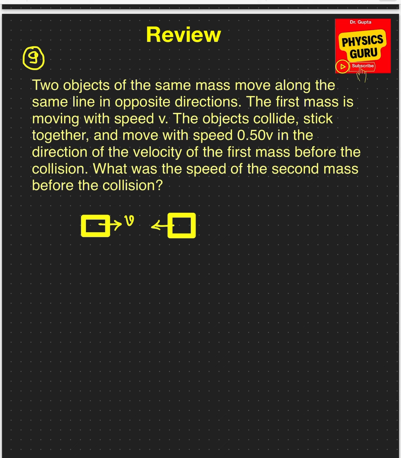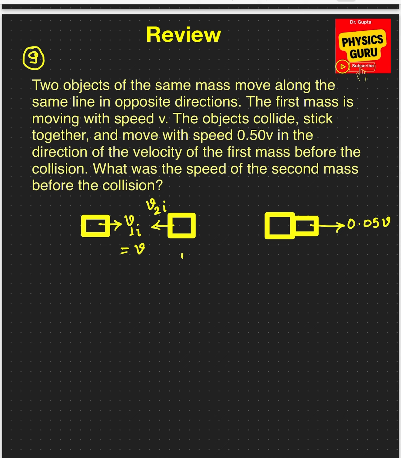Okay, so what happens now after collision? These two objects stick together and move in this direction with a speed which is equal to 0.05 v. So we have one object, and this object moves at a certain speed. I can call this v2i, and I can call this v1i, which is equal to v in fact. And now you have to find out what is the speed of this object here.